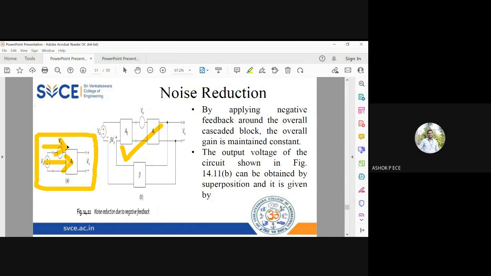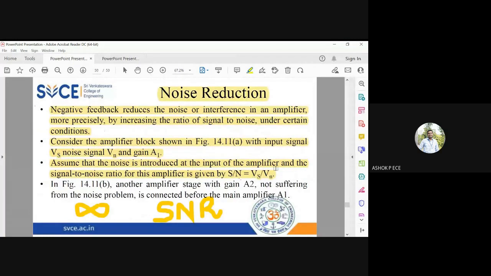So ideally, when Vn is 0, SNR will become infinity. But Vn will never be 0. It will be very, very small. So the SNR value will be very, very high. Okay, that is the first case. The SNR value is Vs by Vn.